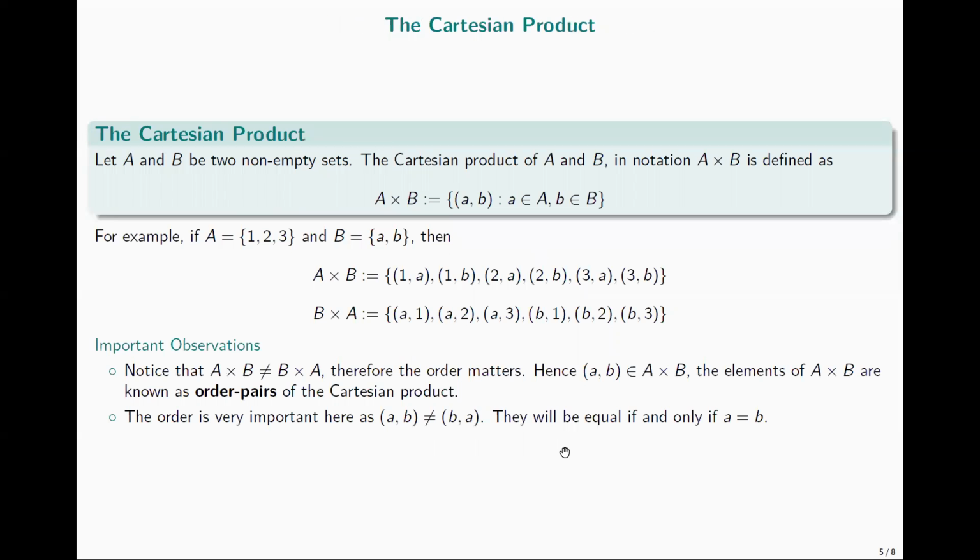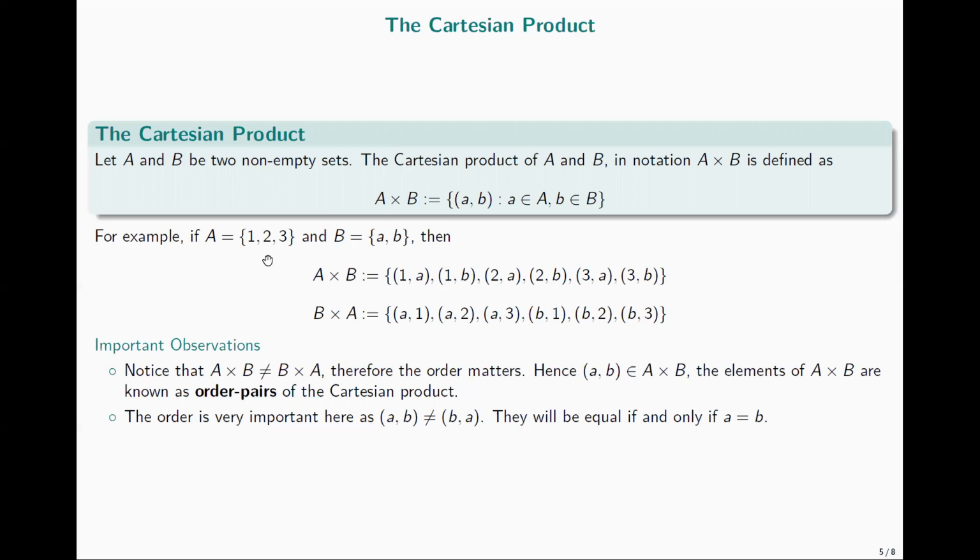Now I'll talk about what is called the Cartesian product, okay? The Cartesian product is always defined for two non-empty sets, and it is also defined for more than one set. For example, if A and B are two non-empty sets, then A Cartesian product B is defined as (a, b), where a belongs to A and b belongs to B. So a and b are elements, and they are written in this round bracket.